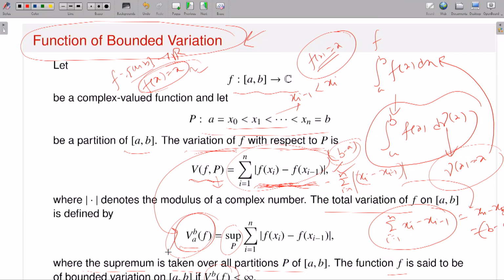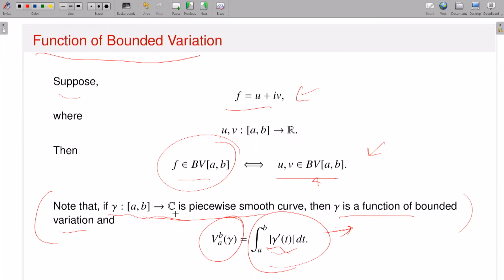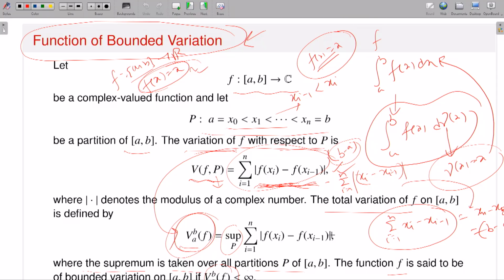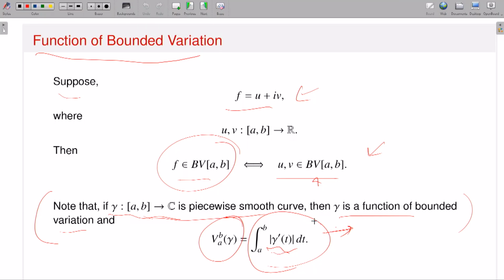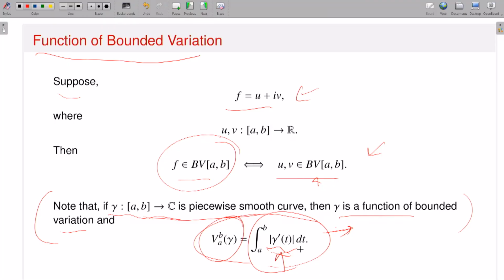It takes some effort to prove this for a piecewise smooth curve. Just to prove it is a function of bounded variation, it is okay, you can show that the supremum is finite, maybe easily. But to show that its variation is exactly equal to this, that means the supremum is exactly equal to this one, needs a little bit of effort. Anyway, I am not going to discuss that part, but you just assume that if I have a gamma which is a piecewise smooth curve and a function of bounded variation, then its variation turns out to be exactly the integral of the absolute value of gamma prime t dt. Okay. Yeah, so I think I should stop here.